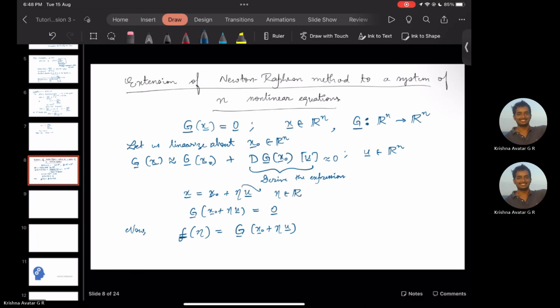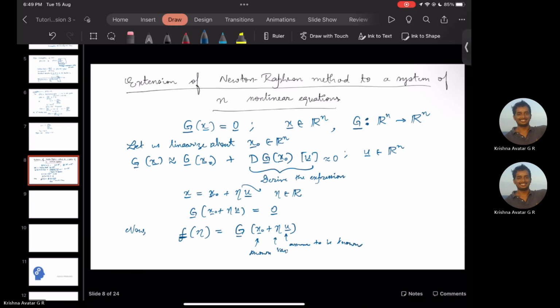Now you may ask me, okay, why are we doing this? The thing is, u is something which we need to compute, but at first we assume that u vector is known. Okay, so then it becomes as if we are dealing with eta, as if eta is our variable. Let me tell you. So x naught is known, isn't it? U vector is assumed to be known for now.